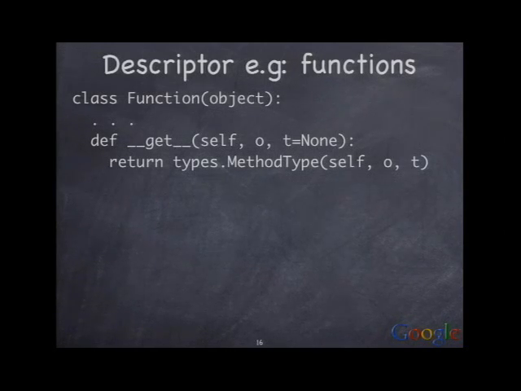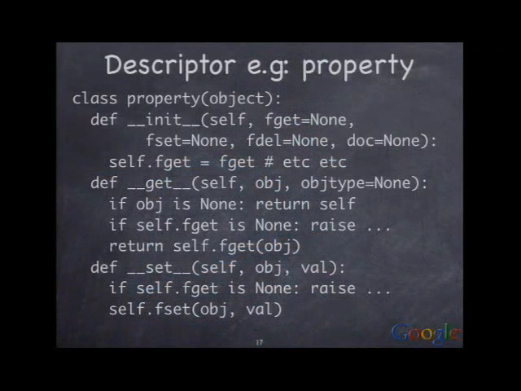The other standard descriptor, besides function, that's quite important is properties. I assume you are reasonably familiar with properties, so I'm just reminding you, a property is something with an __init__, where you can optionally set functions for getting, setting, deleting, and a doc string. And they all get recorded as self.fget and so on. And then on the __get__, it basically doesn't do anything if called on the type. Otherwise, it raises an error if it has no fget. Finally, it calls fget, and similarly for set. And the importance of properties, of course, is to dress up the call of functions as if it was an attribute access, so you can program something that relies on attribute access and then change the implementation, and all the client code doesn't need to change. So that's very handy.